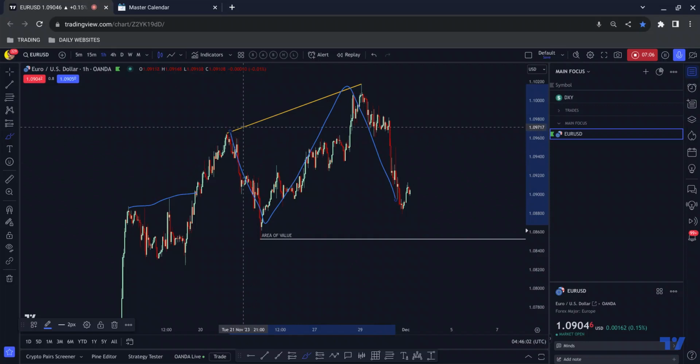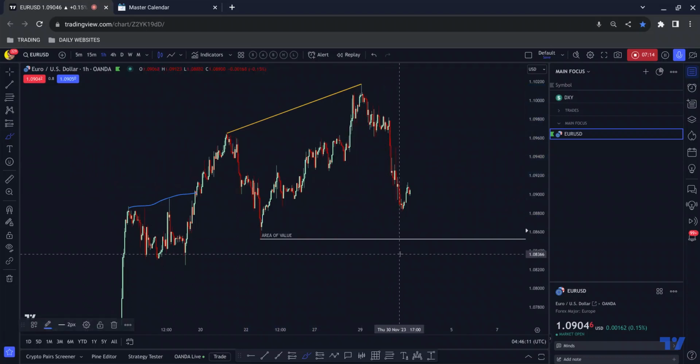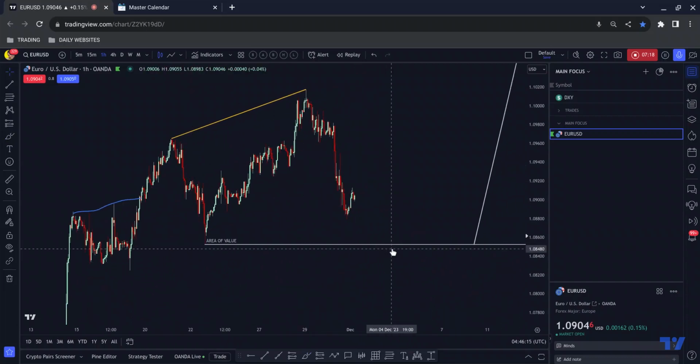So because we have two legs here, an impulse and a continuation, which are more impulsive than this corrective leg up, that gives me a clue that this is potentially a reliable piece of structure and that we may snap back to this area before rallying to the upside.